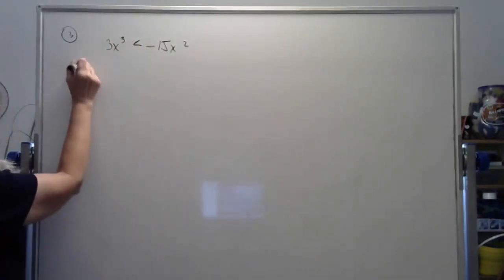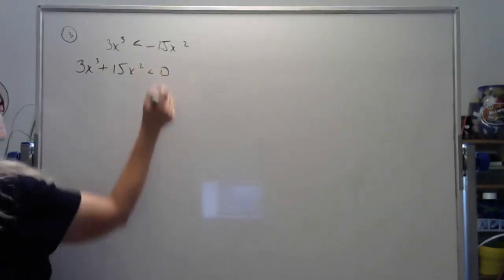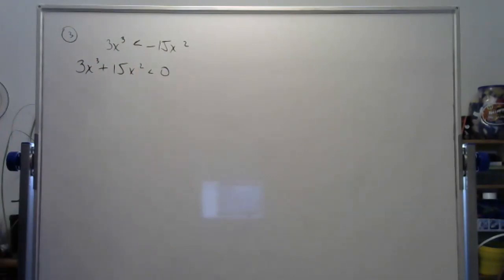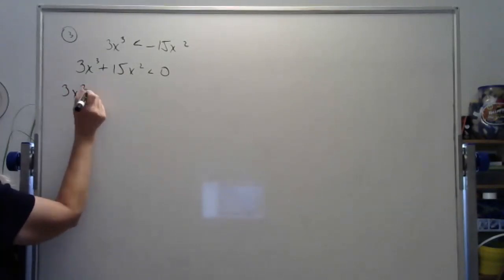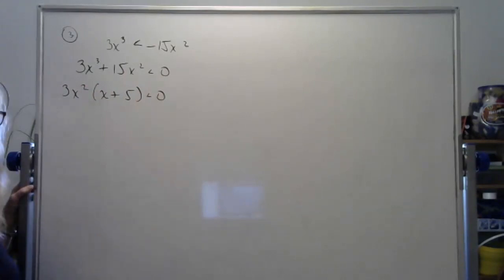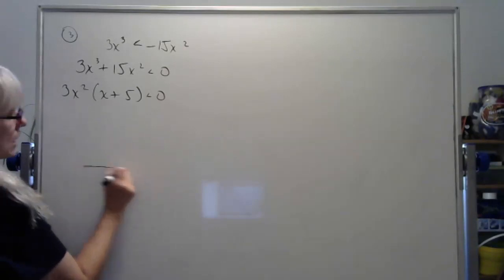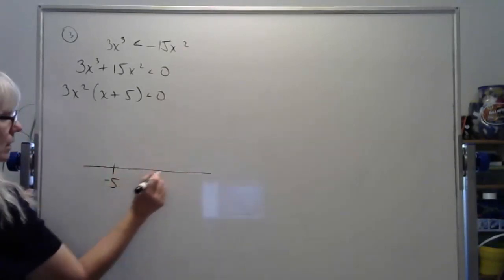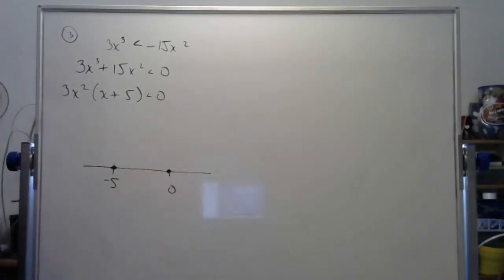Okay, let's move everything to one side. So I have 3x cubed plus 15x squared is less than 0. And then we're going to factor it. So to factor it, what can I pull out of both terms? 3 and an x. 3x squared. Yep. So that'll leave me with x plus 5 is less than 0. So the places, our boundary numbers, our x-intercepts, are going to be at what? -5, and then again at 0. So something's happening at -5 and something is happening at 0.